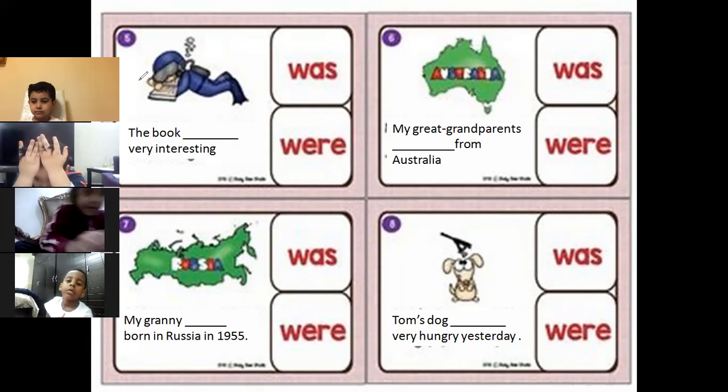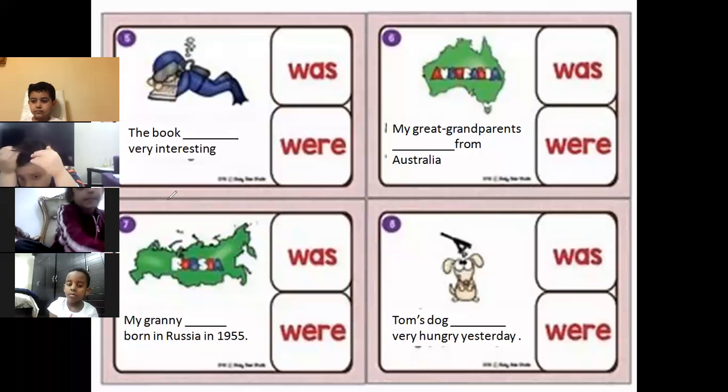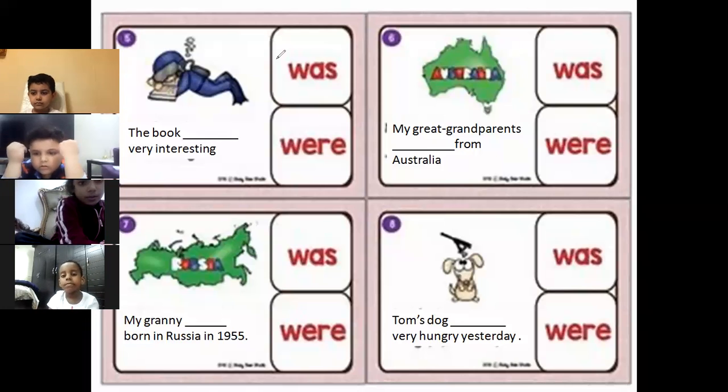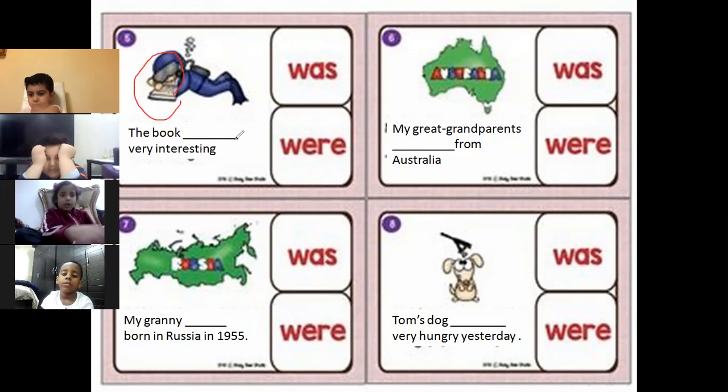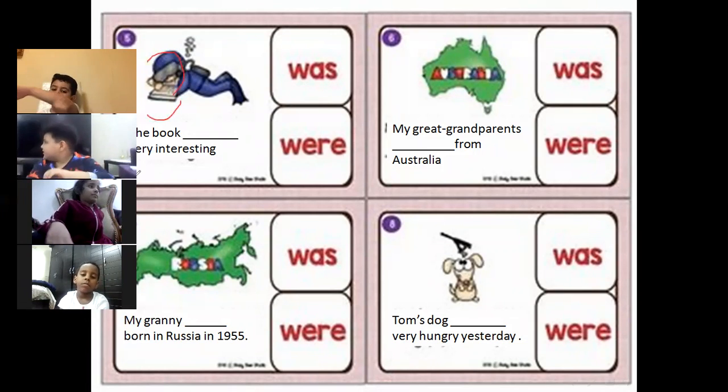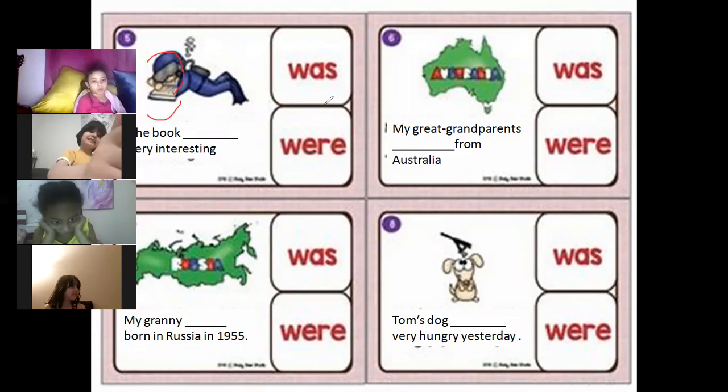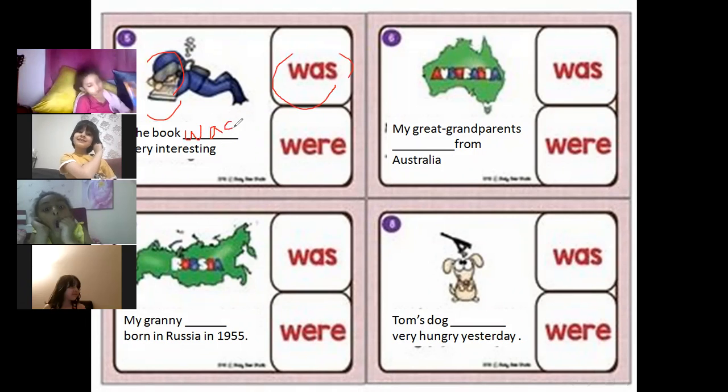Miral, the book very interesting. The book was interesting or were interesting? It's only one book. Was or were, Miral? Was. Excellent. If we are talking about only one thing, we're going to use was.